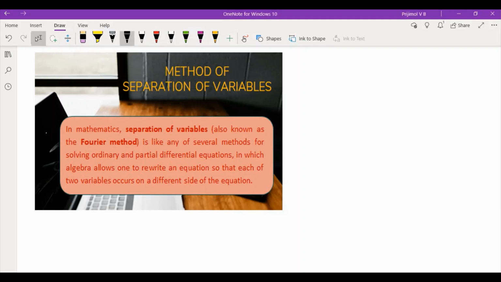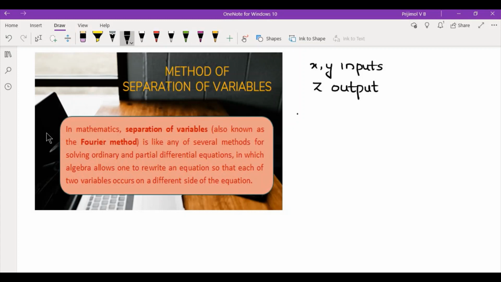Suppose our differential equation is in terms of x and y, say x and y are the inputs. Then we need the answer in terms of x and y, but z is the output. That means z must be expressed in terms of x and y.